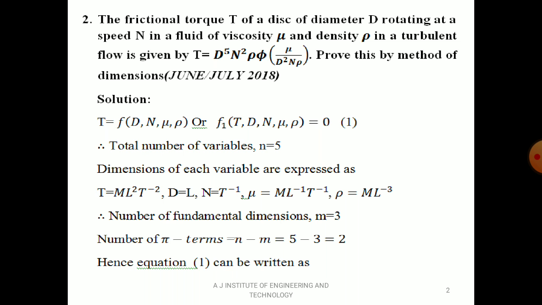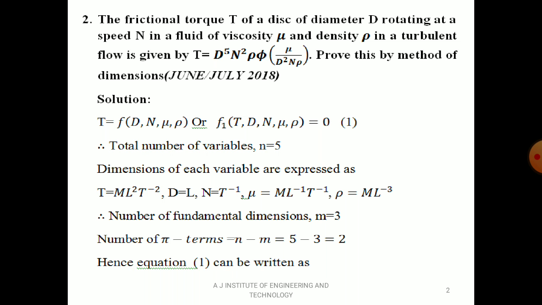Here you can use either Buckingham theorem or the Rayleigh method, but the Buckingham theorem is very easy because the number of variables here is more than 3, so you can go with Buckingham Pi theorem. First you have to look into the problem and classify the variables into dependent and independent variables.